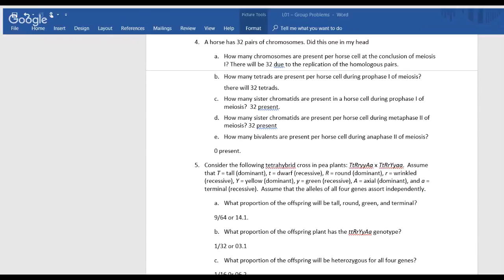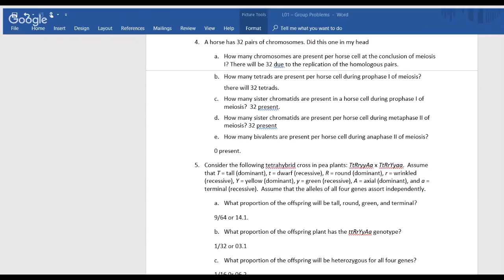32 tetrads, because that's talking about when this synaptic complex comes together, the protein, all the homologous chromosomes will come together, and they're going to form 32 tetrads, referring to the sister chromatids. So there's going to be 32 tetrads. Ultimately 64 chromosomes, but 32 tetrads.